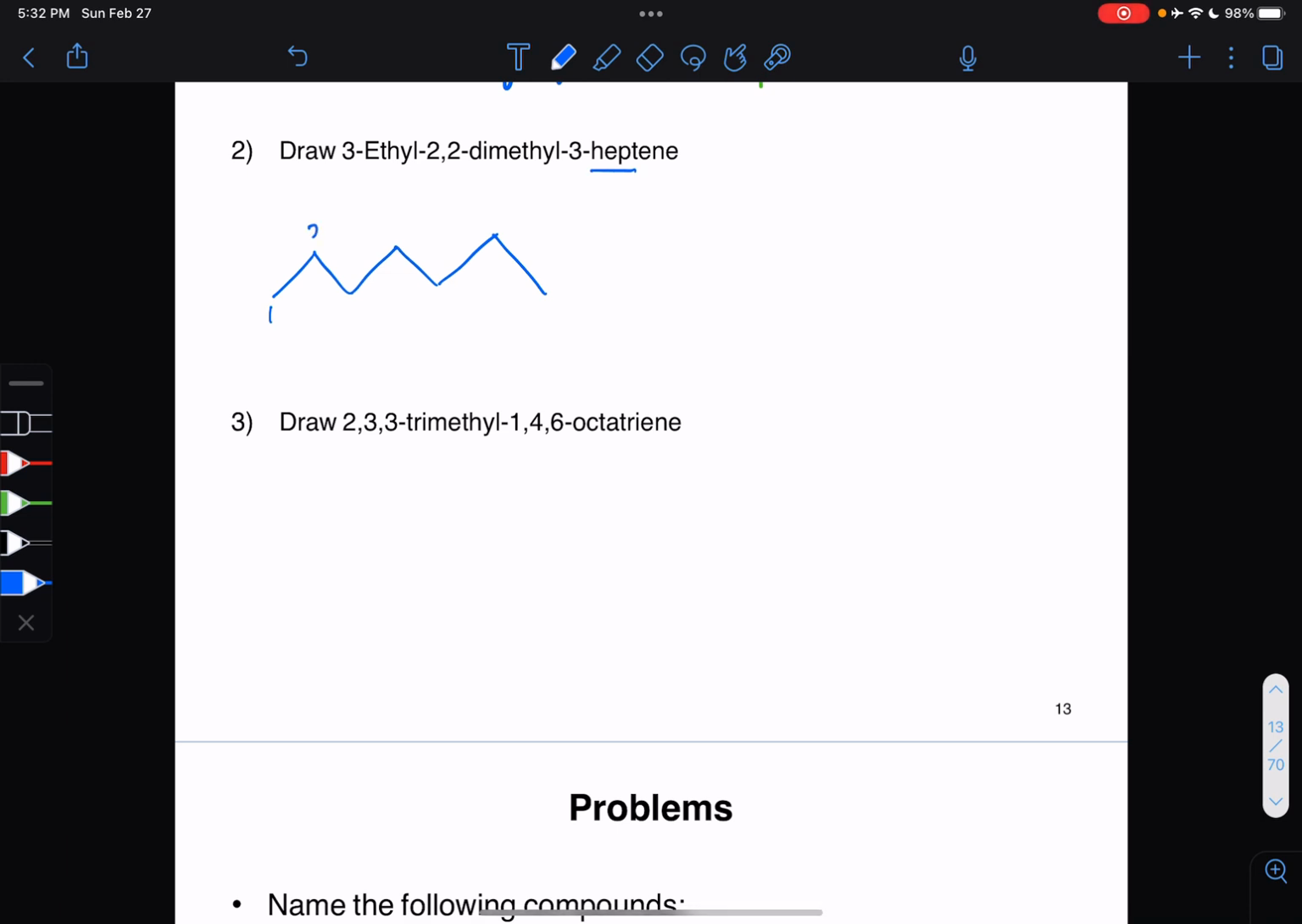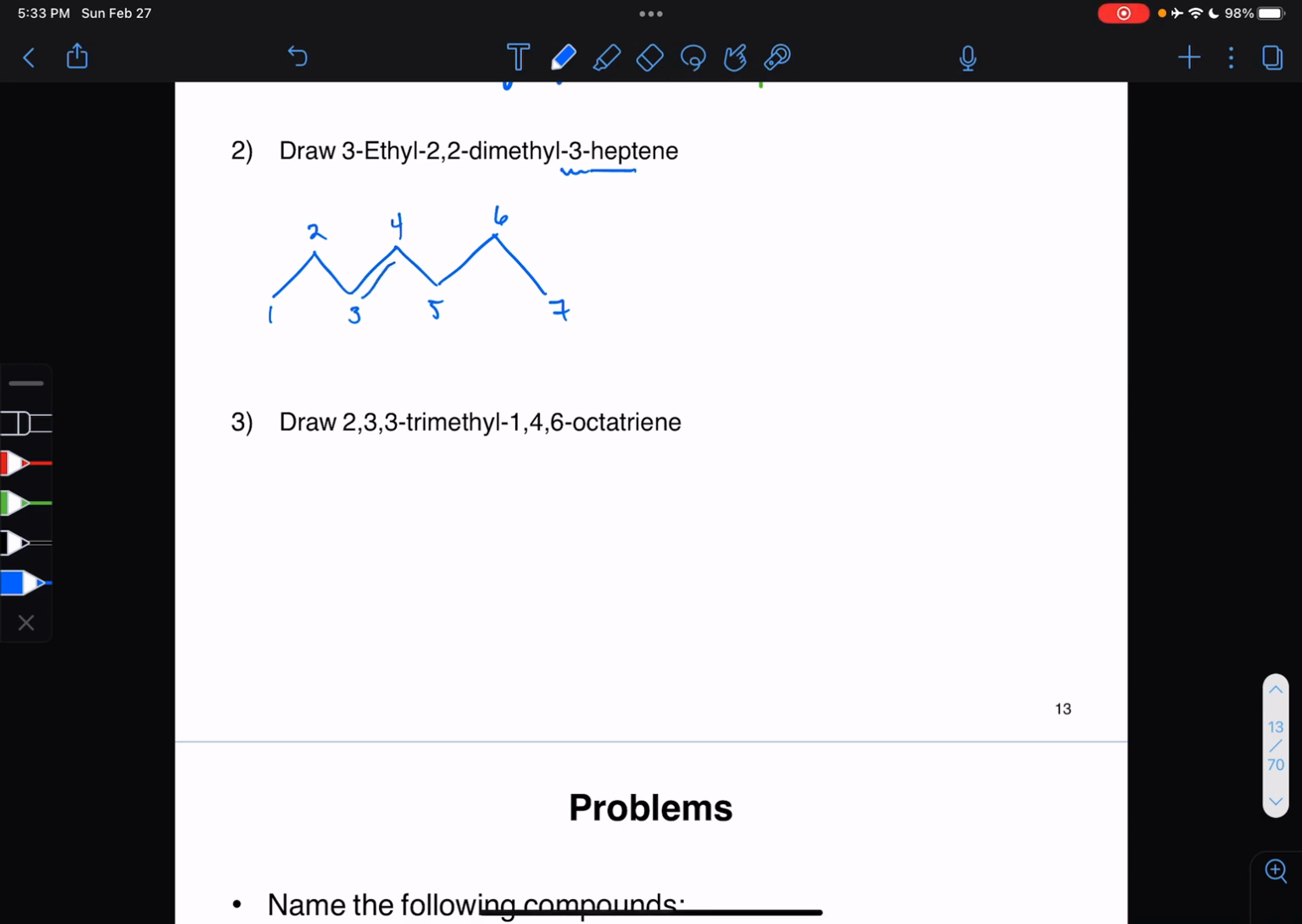So we've got 1, 2, 3, 4, 5, 6, 7. Yay, we did that okay. All right, so we've got 3-heptene. So this is saying that we have a double bond between which 2 carbons? Between 3 and 4. So go ahead and draw it in.